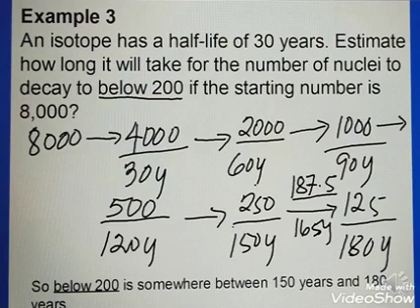So below 200 is somewhere between 150 and 180 years. If you see, on its 165th year, 250 turns to 187.5. That strengthens the answer, which is somewhere between 150 and 180 years.